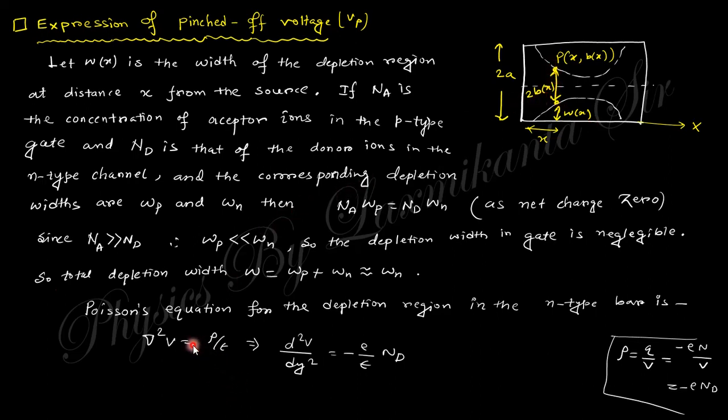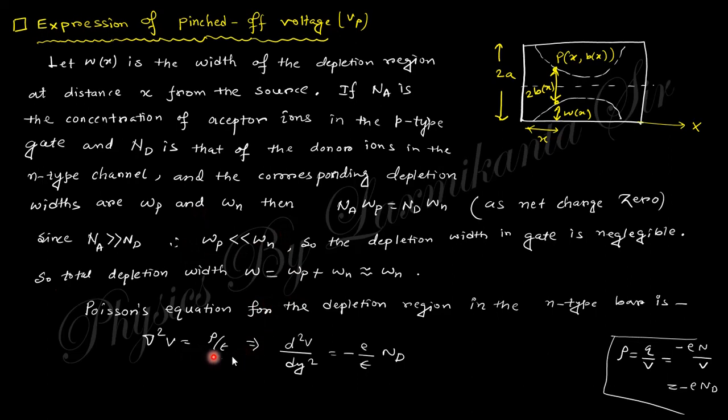From Poisson's equation, you can see this will be the expression. And you know the density of the anions is much greater, because this is a P plus region, so the anion density is very high compared to the donor density. That's why the width of the P side is very low compared to the width of the N side, which I discussed in the previous one. This is written in mathematical form.